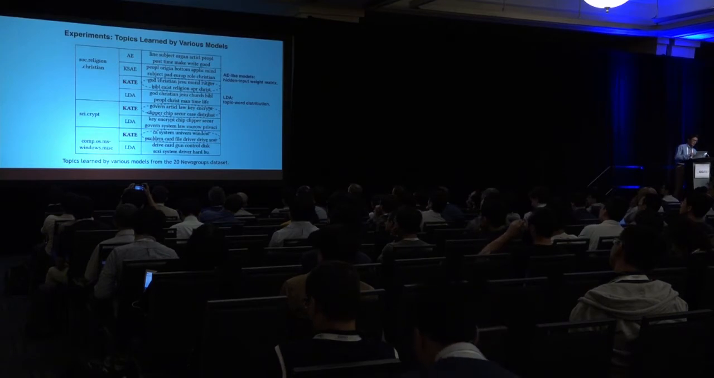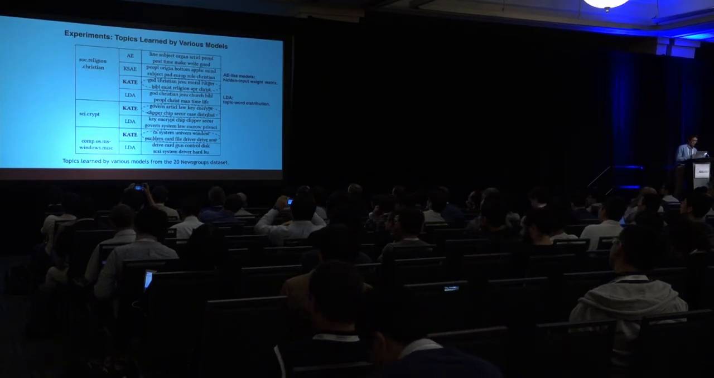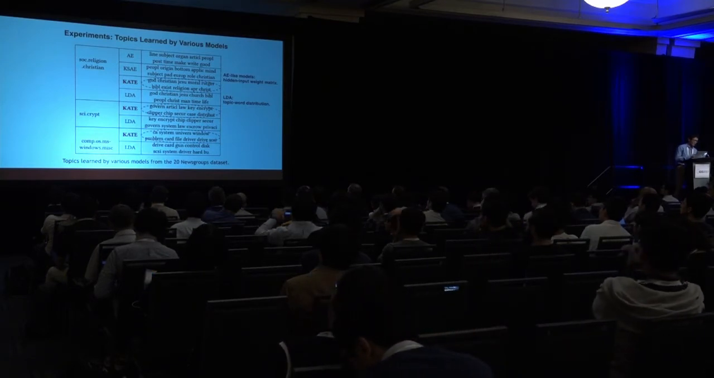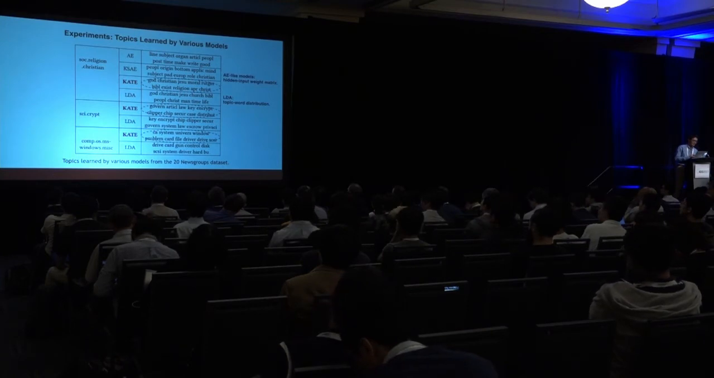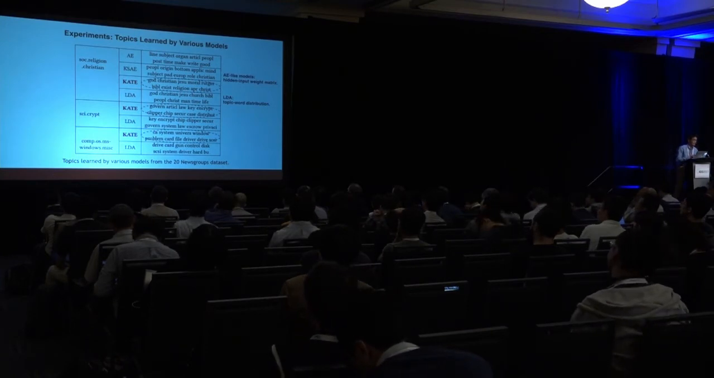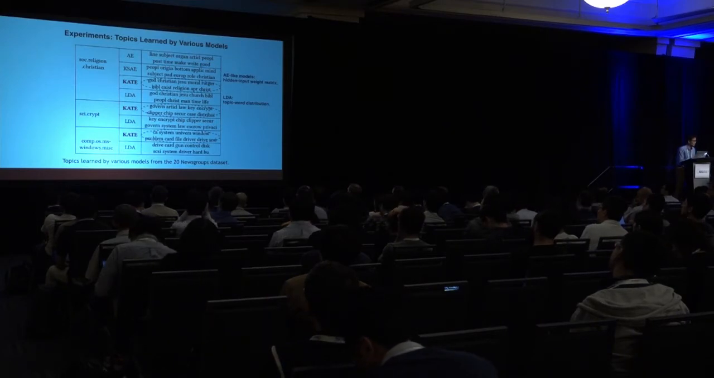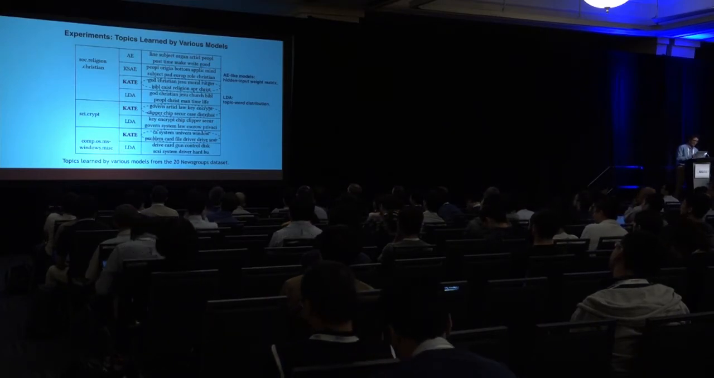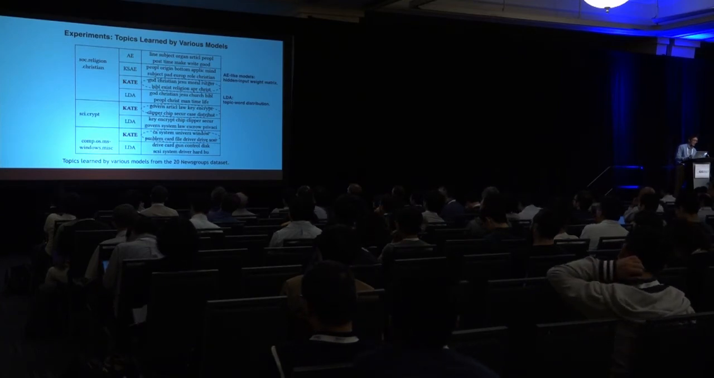Here we examine topics learned by various models from the 20 Newsgroups dataset. As we have already seen, AE and KSAE fail to extract meaningful topics. However, KATE generates competitive topics compared to LDA, which are distinctive from each other and capture the underlying semantics quite well.